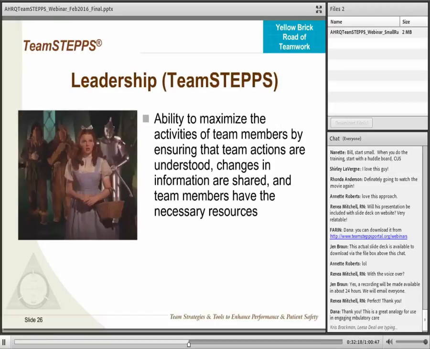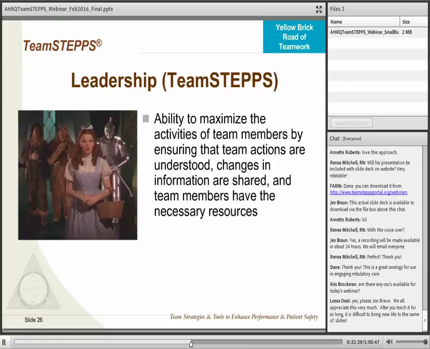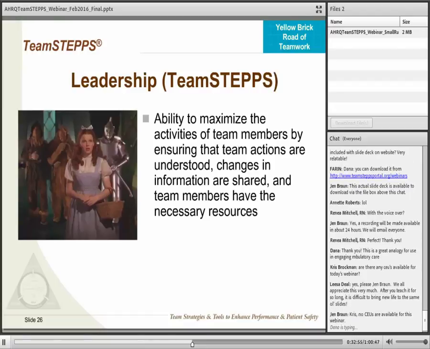As we move to that last area, leadership, and again, the ability to maximize the activities of team members and ensure that team actions are understood, you can read the slide. So I give the definition there, and I talk about effective team leaders, a brief checklist, how to address the wizard, how to rescue Dorothy, a huddle, okay? Before they got to the poppy field, they had a real brief huddle. Before they went in to see the wizard, they had a huddle. After they brought the broom, they had a debrief. After Dorothy was rescued, they had a debrief.